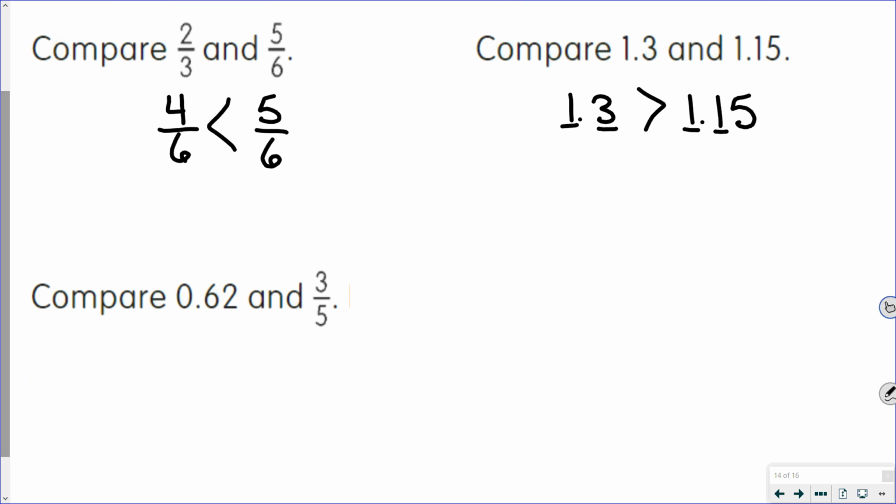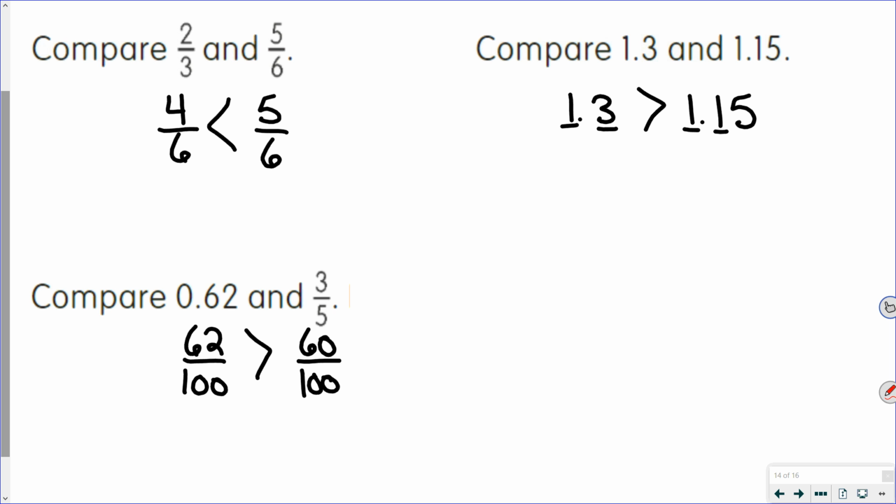And then when we have two different numbers, a fraction and a decimal, we have a couple strategies that we can utilize. One strategy is that our proper name of our decimal here is 62/100, which would make that 62 over 100. So a good common denominator to use with 5 and 100 would be 100. So 3/5 would become 60/100. 62/100 is greater than 60/100.